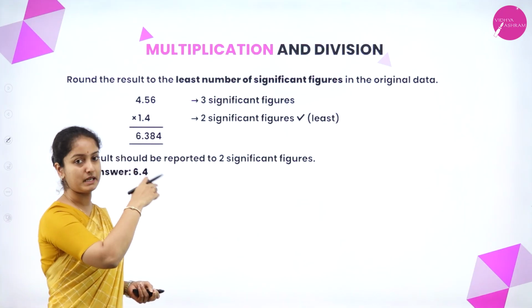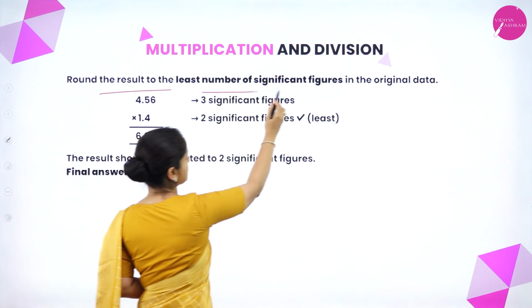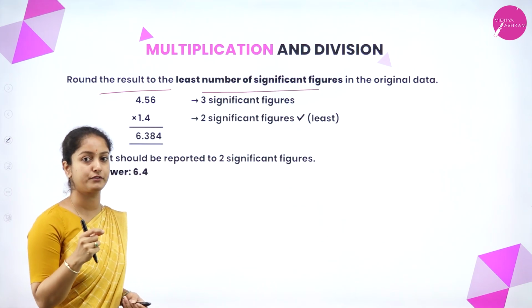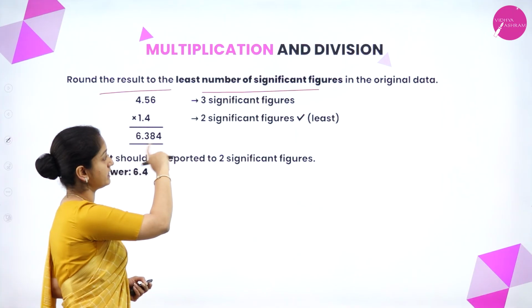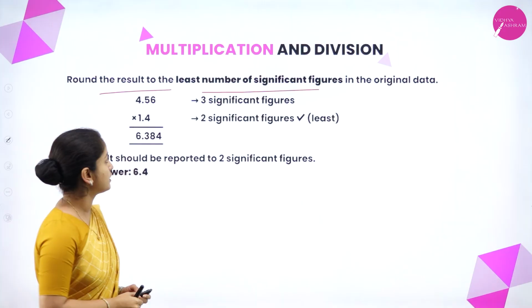Next we'll move to multiplication and division. Round the result to the least number of significant figures. For addition and subtraction, you have to check the decimal place value. Here you have to check the least number of significant figures. So we'll try it out.